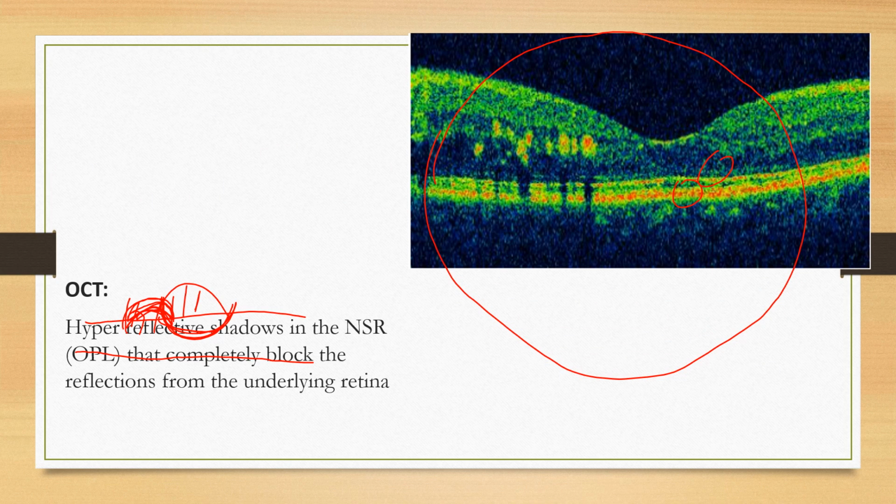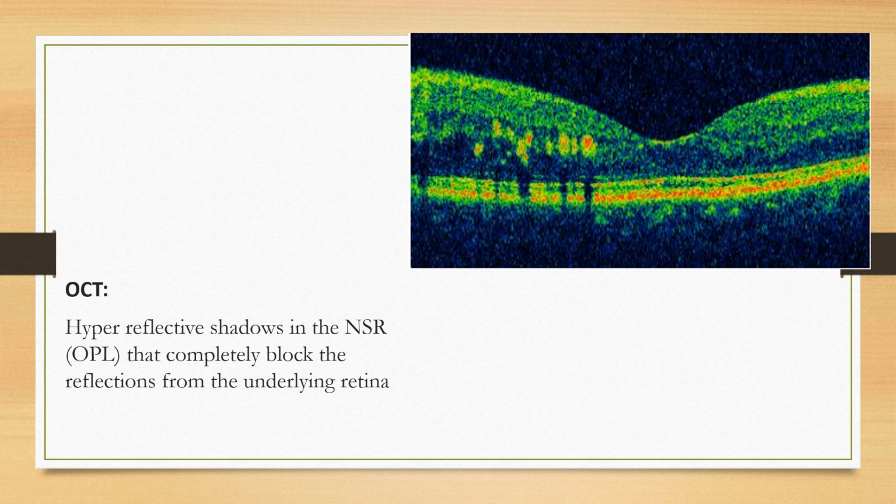Okay, so here, one second, I'll just erase it. Here, in case of OCT, this is the outer plexiform layer. This is the place where your outer plexiform layer occurs.